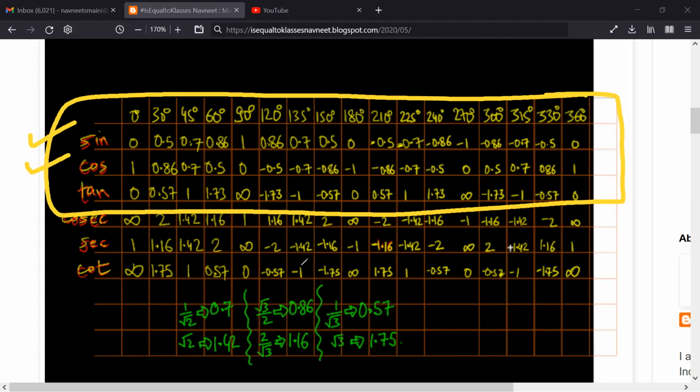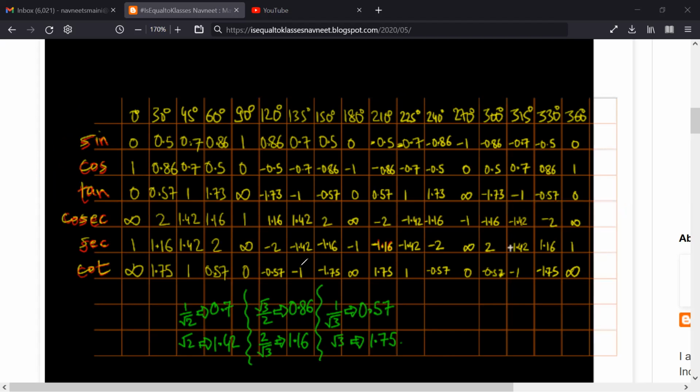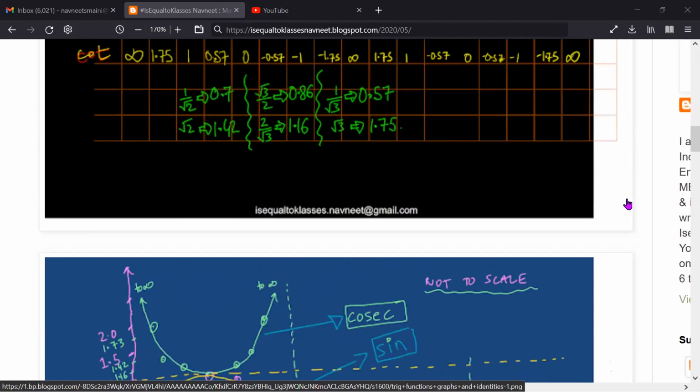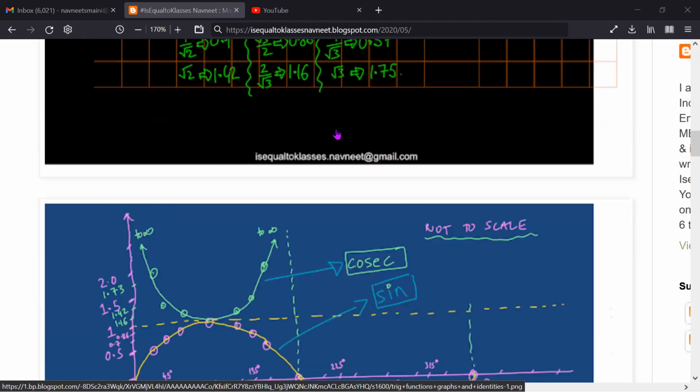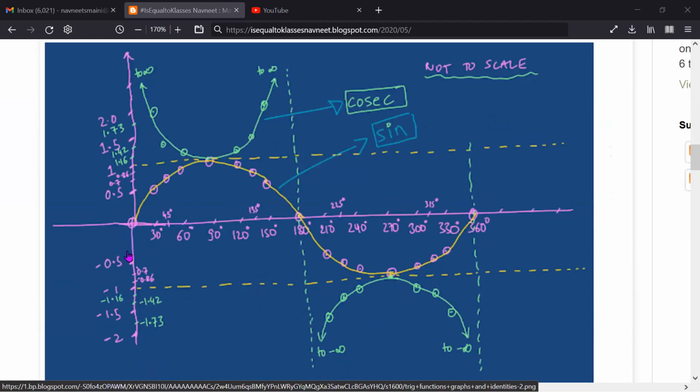Okay. So what we have been discussing in the last one or two lectures is that using these values of sine, for example, for 0 degree, the value is 0. For 30, it is 0.5. For 45, it is 0.7. For 150, it is 0.5. So for various values, I can plot the angles 30, 60, 90, 120 on the x-axis, and I can plot the respective values of sine like this.